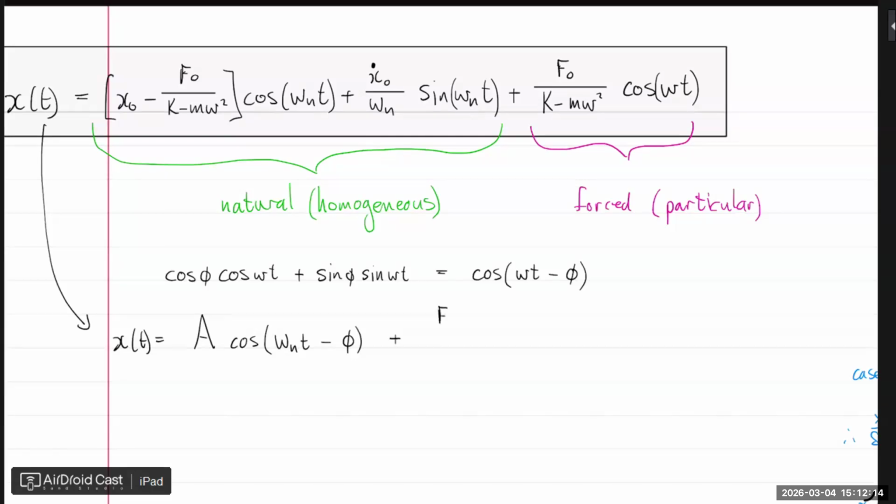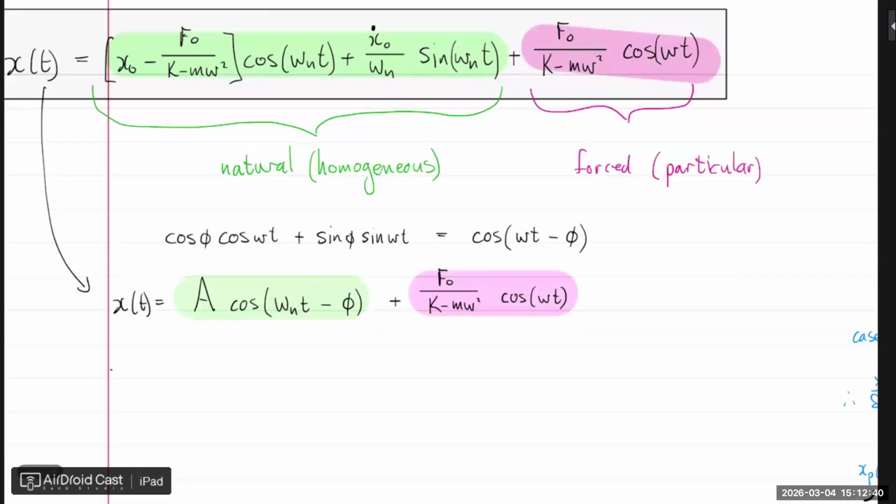And then plus F0 over k minus m omega squared cos omega t. So that whole green part is basically summed up in that. And then this pink part is still just present there. And you will see in the textbooks, they write it in another form as well, but just to show you what they've done basically.